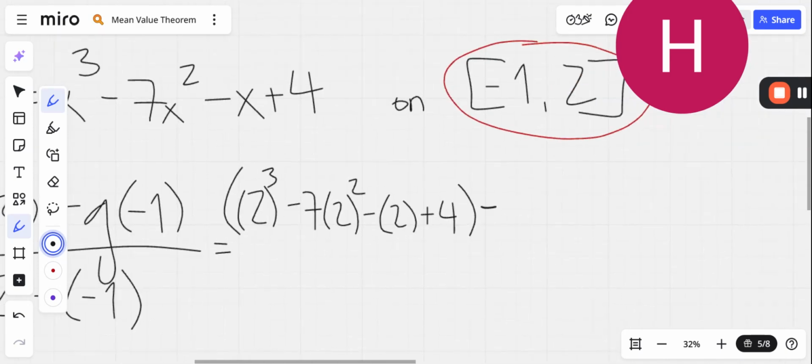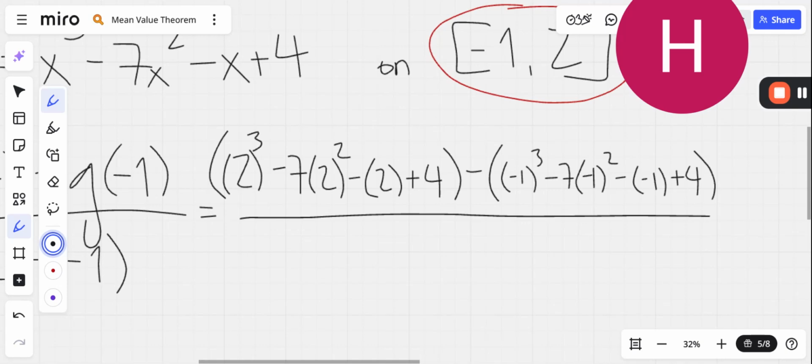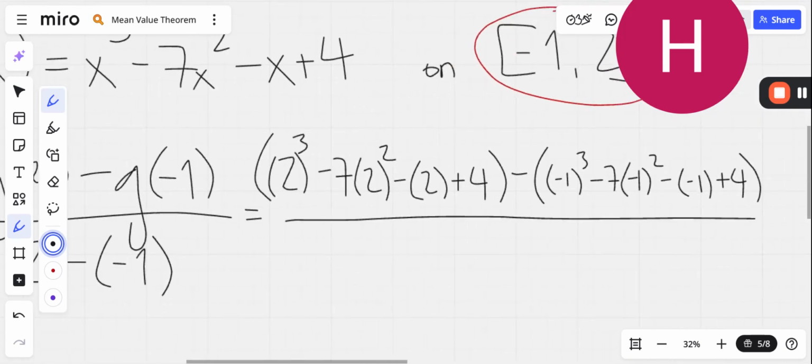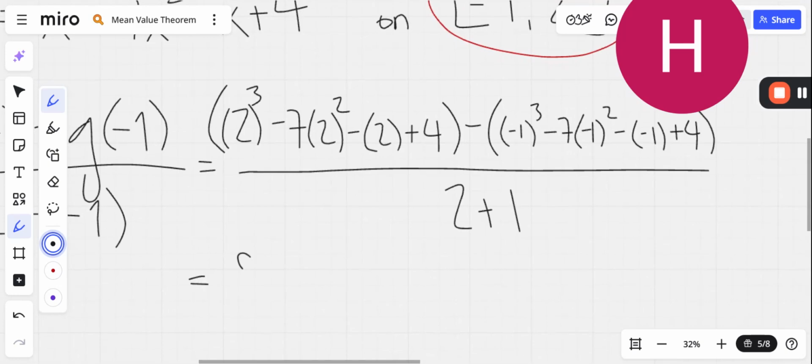And then we're going to subtract what we get when we plug in a negative 1. So negative 1 cubed. Again, be careful with those negatives. It's easy to trick students that are not working carefully by using negatives, especially when the formula itself has minuses in it. So this is 2 plus 1. And let's work this out a little bit. So we have 8 minus 7 times 4 minus 2 plus 4. We can simplify that in a moment.